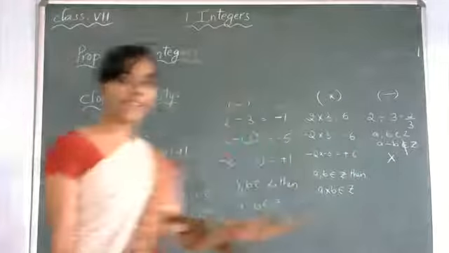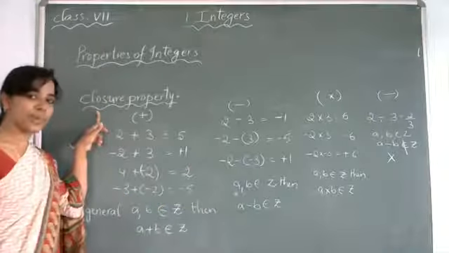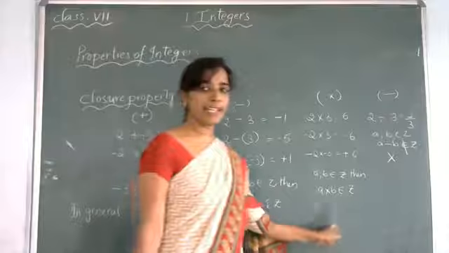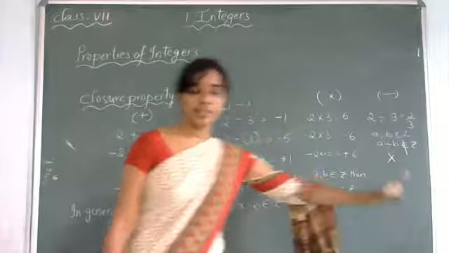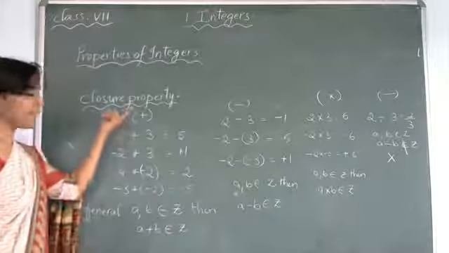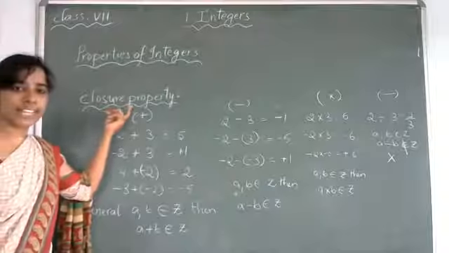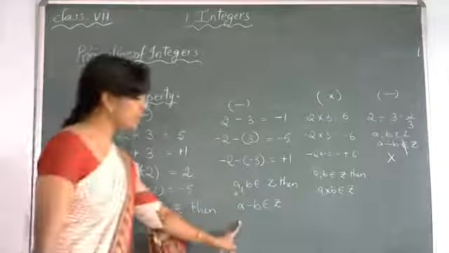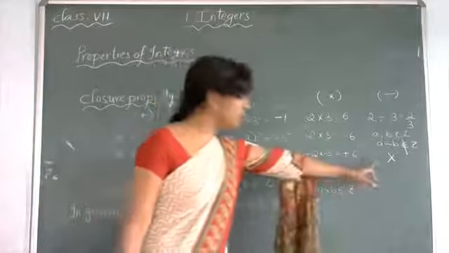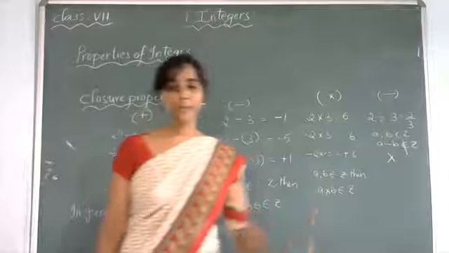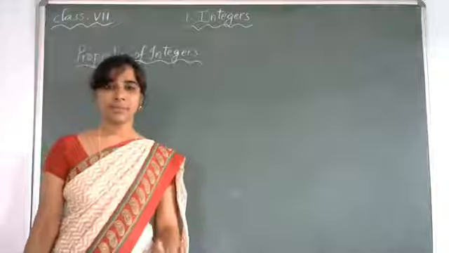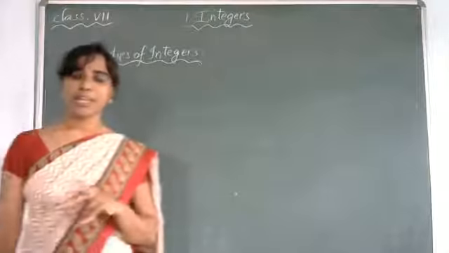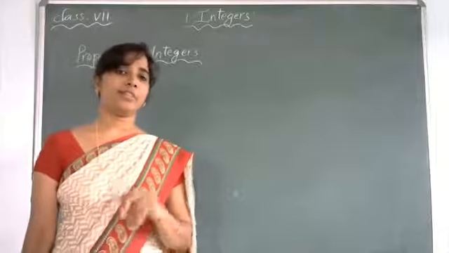So like this we discussed the closure property under addition, subtraction, multiplication, and division. Which operations satisfy it? The closure property is satisfied under addition, subtraction, and multiplication, but not under division. So we have discussed the closure property. Now I am going to tell you the second property, the commutative property.